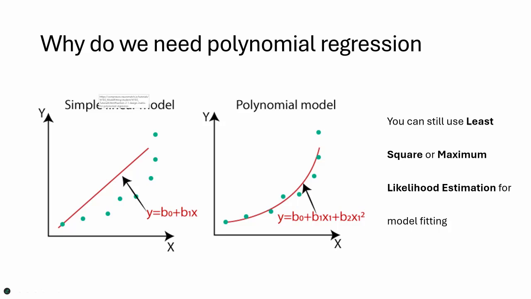That's why we need a polynomial regression model that allows more flexibility by modeling the output as a weighted sum of powers of the inputs. This example is just raised to the degree of 2. One benefit of doing so is that you can still use least squares or maximum likelihood estimation for model fitting.